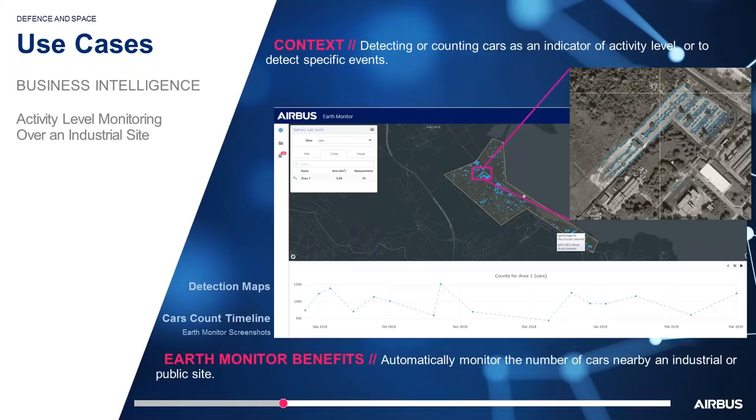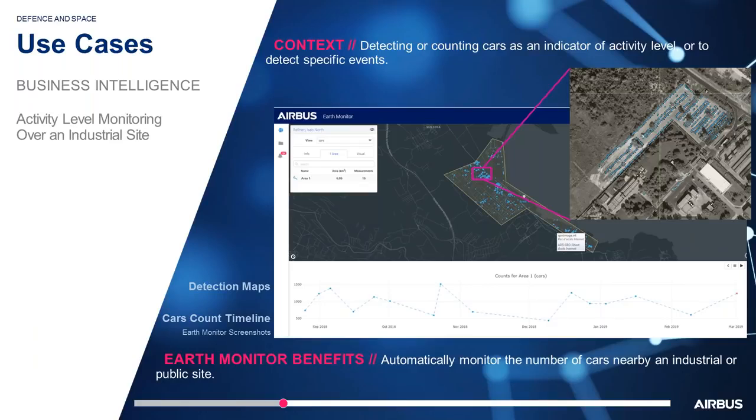So we just saw a demonstration to create a project. Now we will see some use cases related to Earth Monitor, and the first is for business intelligence. Here we will see how Earth Monitor can be helpful to monitor activity level over an industrial site. So here we have an industrial site, and the context is I want to detect or count cars as an indicator of activity level or to detect specific events.